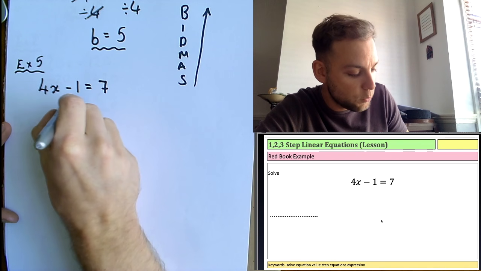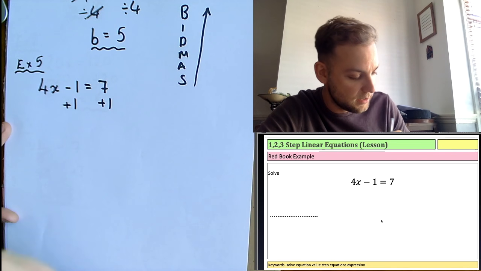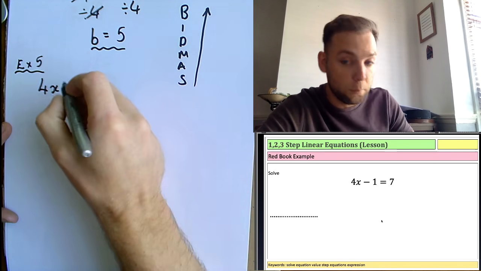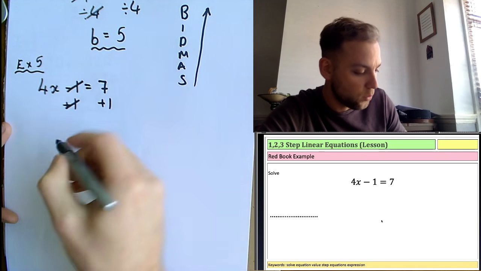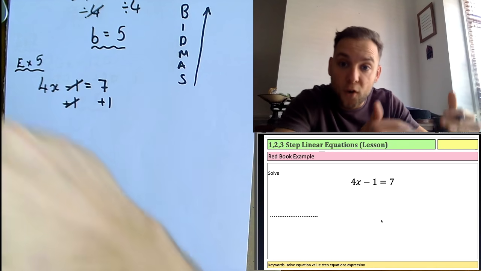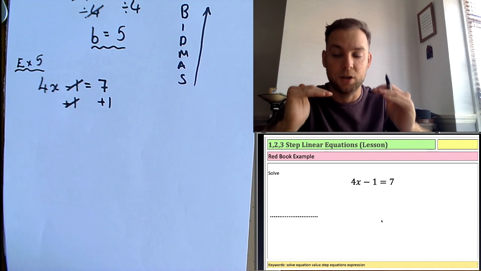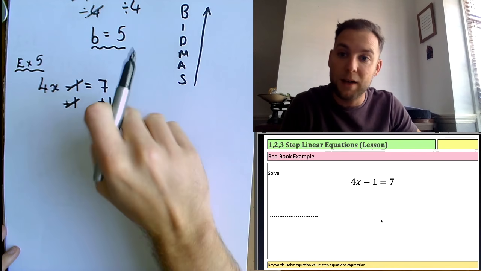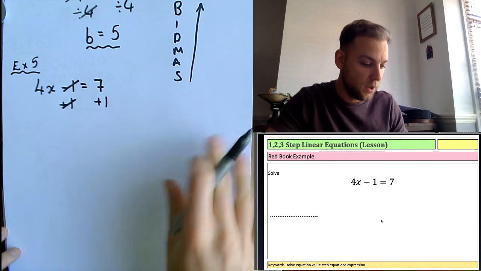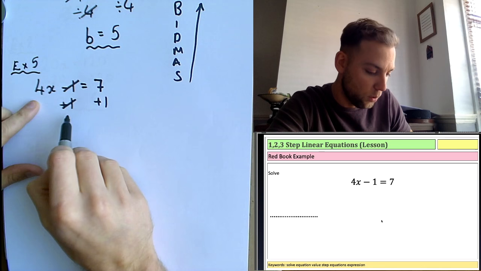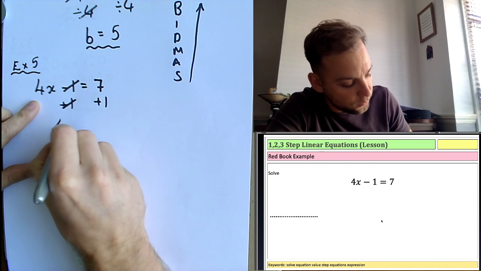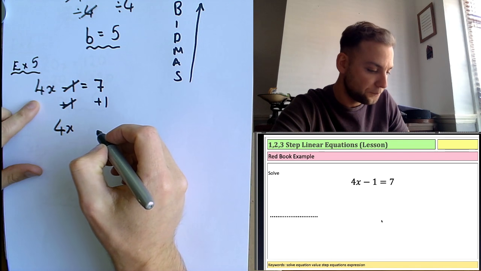And I get rid of a minus 1 by plussing 1 to each side. So minus 1 plus 1 is equal to 0, that's the whole point. And 7 plus 1. So remember, to follow this step, remember you're copying this down, make sure it's in this order. You should be able to write it exactly like this. So if I've got 4x minus 1 plus 1, that's just equal to 4x. Okay?